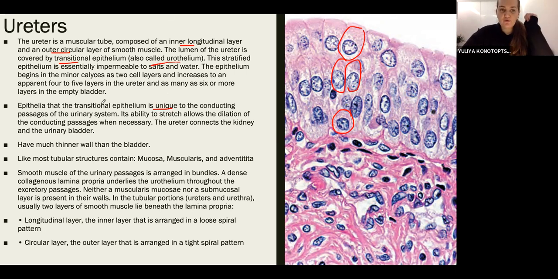The wall of the ureter is a bit thinner than the wall of the bladder. In the wall of the bladder there will be 3 muscle layers, not 2, and that's why the ureter is a bit thinner. Like most tubular structures, your ureter has mucosa, muscularis externa, and adventitia. But very special is that there is no muscularis mucosa, nor is there a submucosal layer. So both of these layers will be absent.